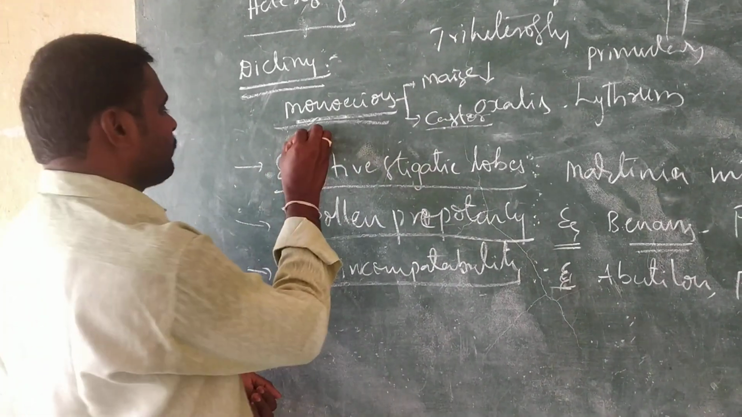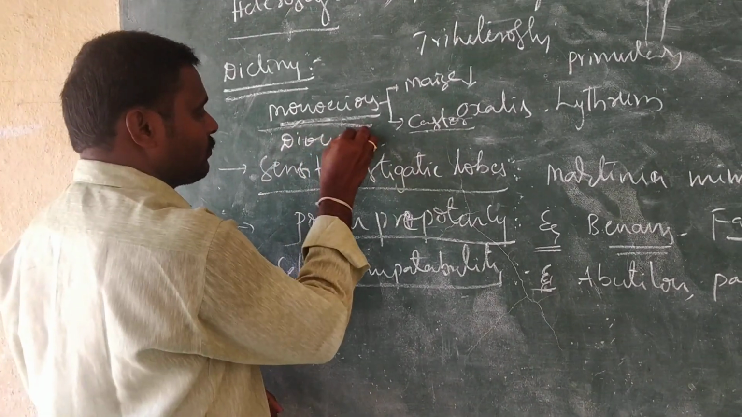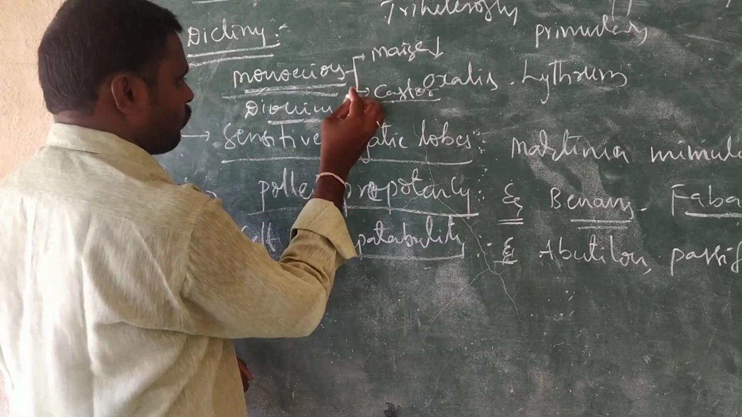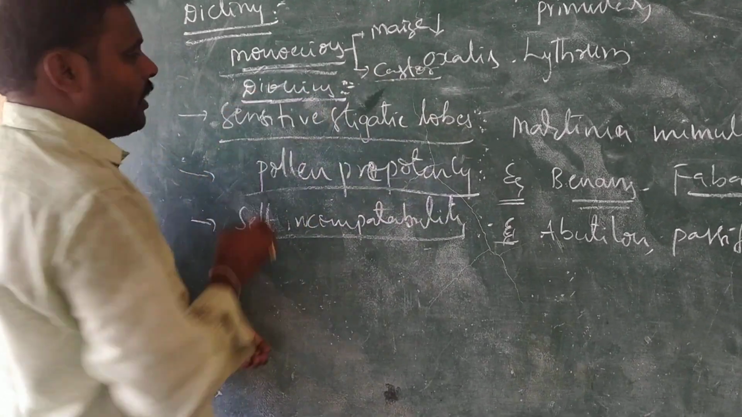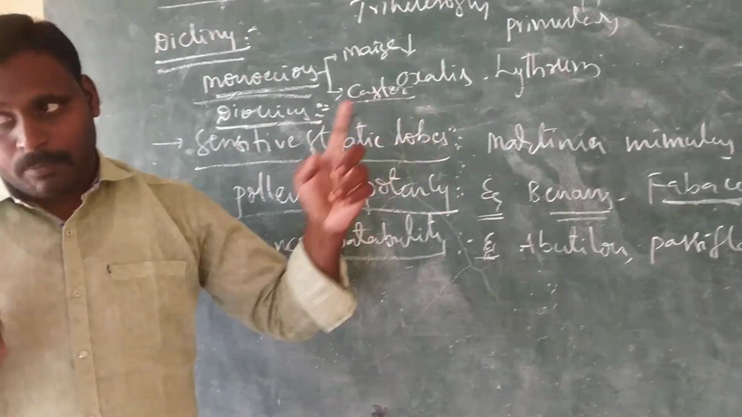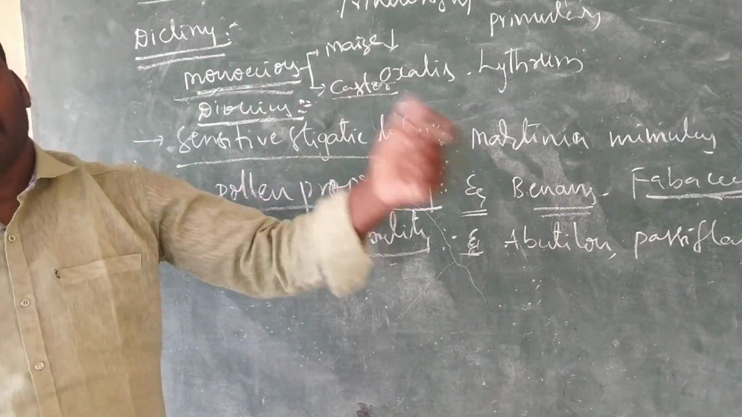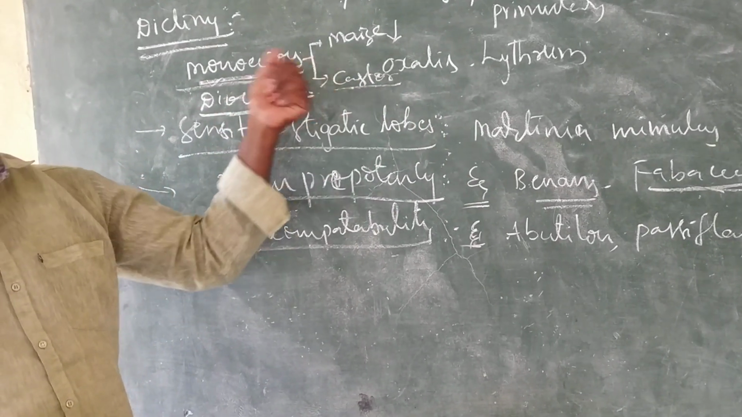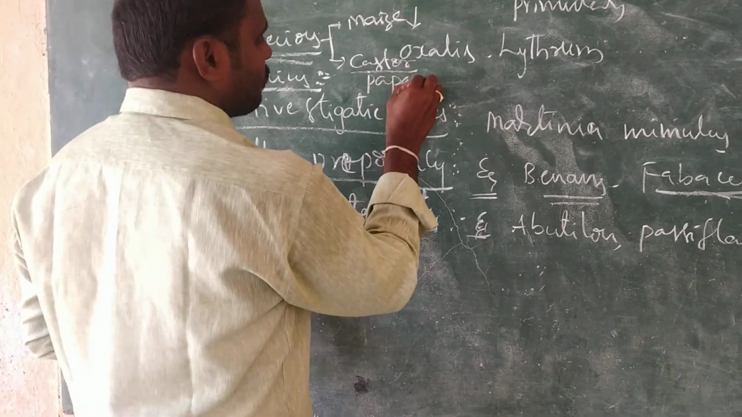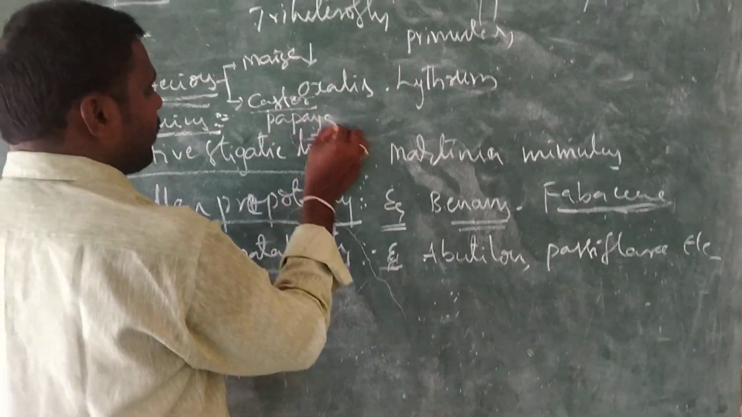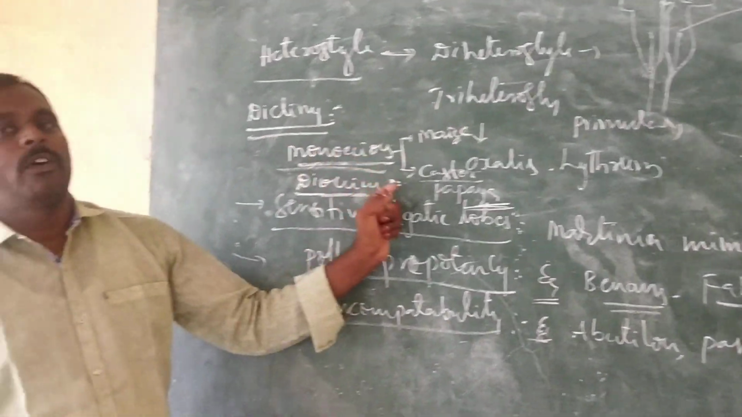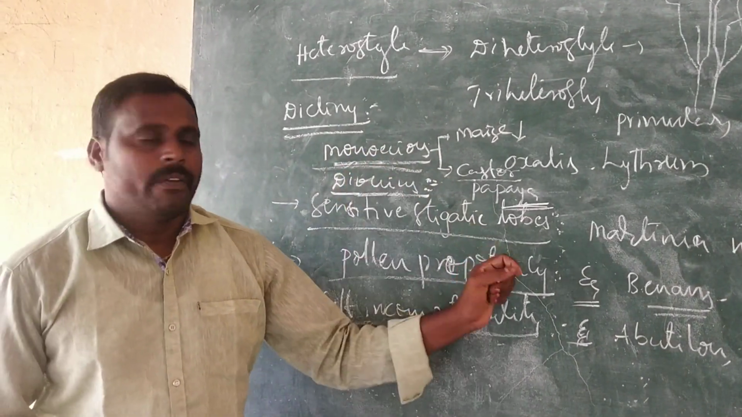And dioecious. What is dioecious? Male and female reproductive organs are present on different plants of the same species. Example for this, papaya. So these are all contrivances for cross pollination or outbreeding devices.